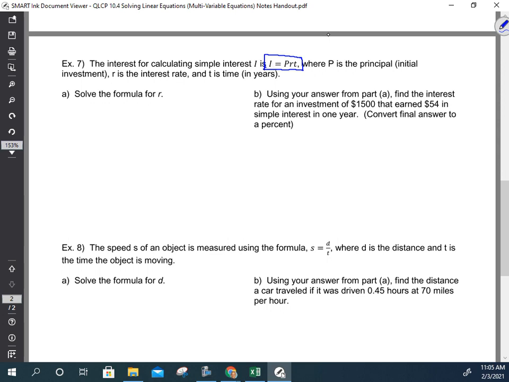So I equals PRT. P is the principal, your initial investment. R is your interest rate. T is your time in years. So simple interest, most bank accounts use that. Most loans that you'll have, hopefully you don't have that many, use simple interest. So this is your interest formula.